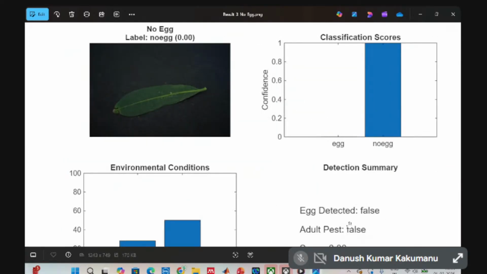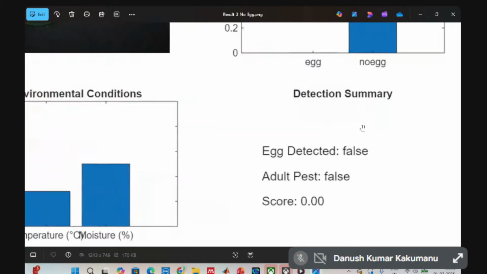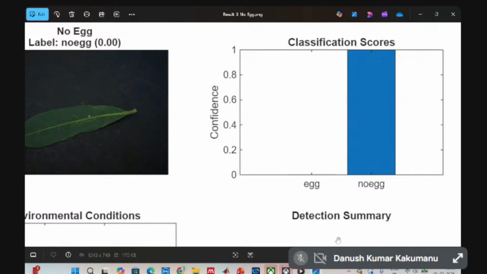It is finding with the proximity measure that nothing is there. What is the confidence level of nothing being there? 100% is the confidence level. So it is detected and the score is 0. The egg detected is false, adult detected is false, and the score is 0. This score for each detection is called the confidence level.